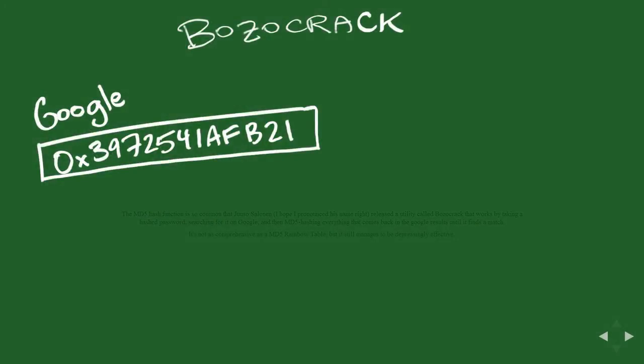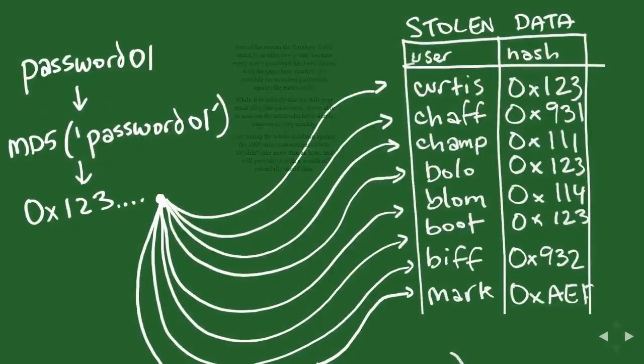The MD5 hash function is so common that Juuso Salonen, I hope I pronounced his name right, released a utility called BozoCrack that works by taking a hashed password, searching for it on Google, and then MD5 hashing everything that comes back in the Google results until it finds a match. It's not quite as comprehensive as an actual MD5 rainbow table, but it still manages to be depressingly effective.